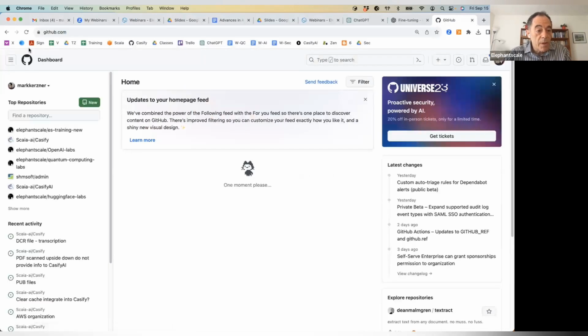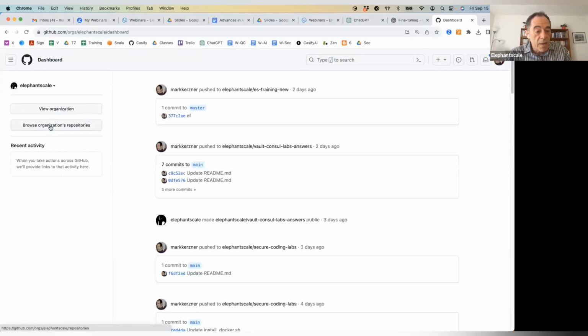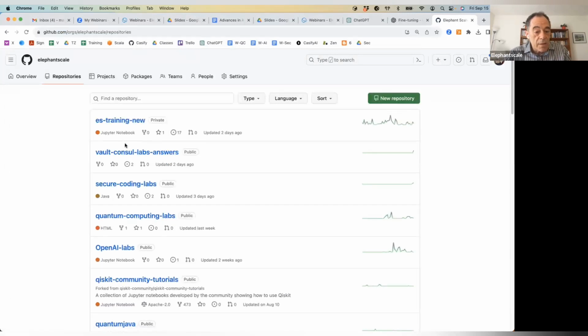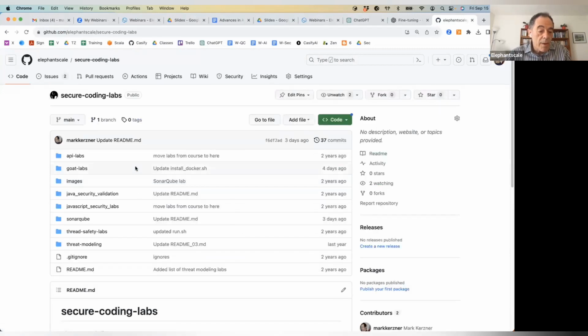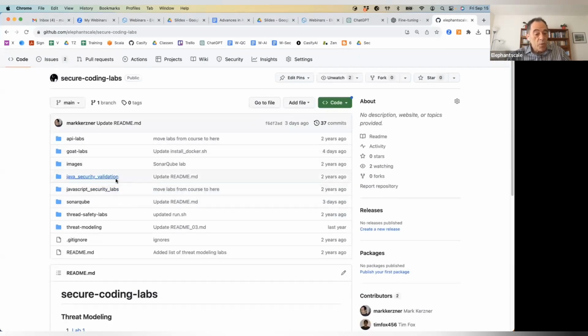It's on GitHub, and it's on the Elephant Scale site, and it's right here. And that is the lab. There are also slides, but I will show you what normally goes, according to my idea, into a security class.